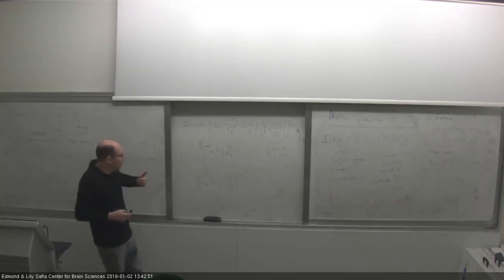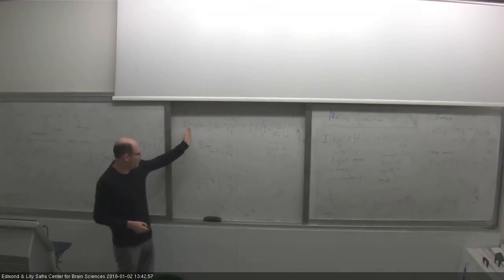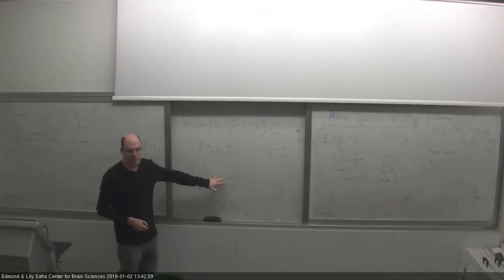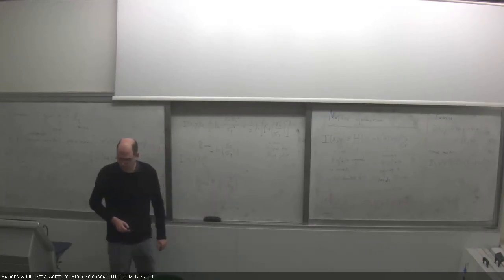So you see here not only that when the signal to noise goes to zero, the information conveyed by y about x goes to zero, you also see how it goes to zero. It goes quadratically with the ratio of the standard deviations.